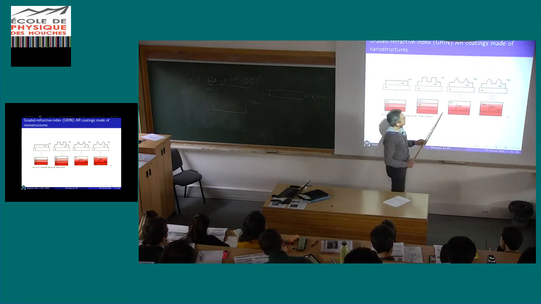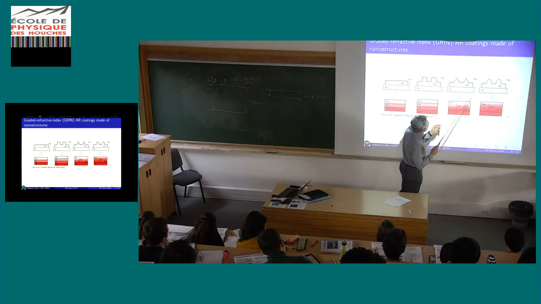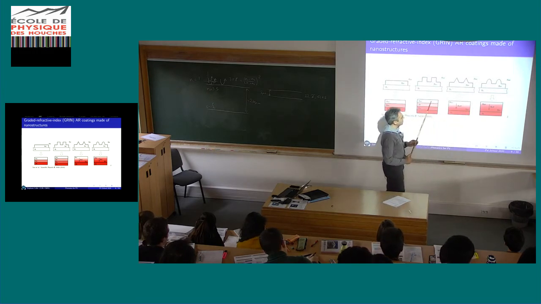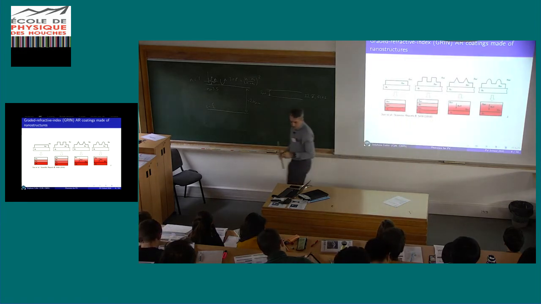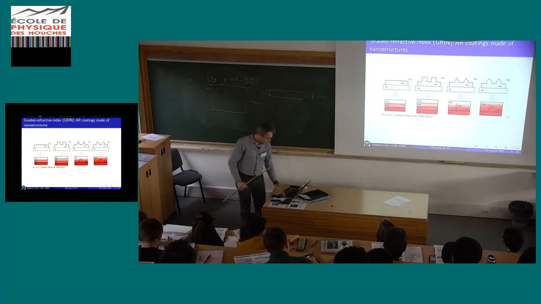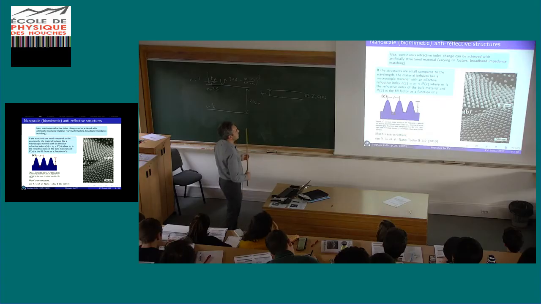And you can even do more. You can change the shape. Instead of square shapes like this, you can use triangular cone shapes, for instance, or more complex shapes. And then in this case, you will have a graded effective index for this layer. And so that's exactly what is explained here.